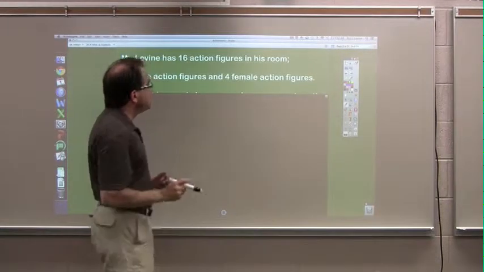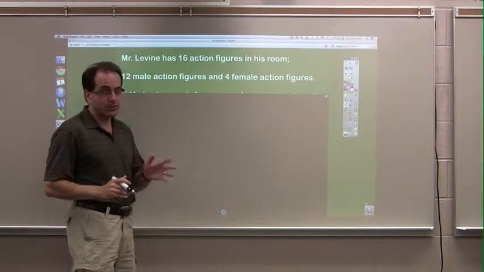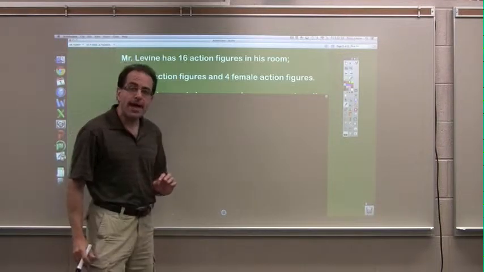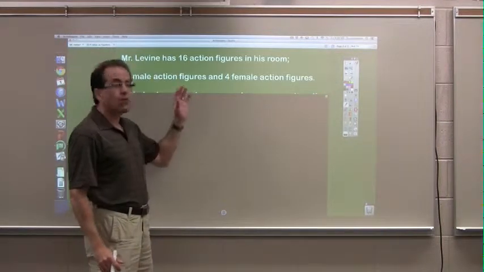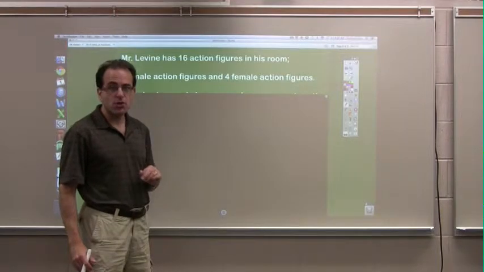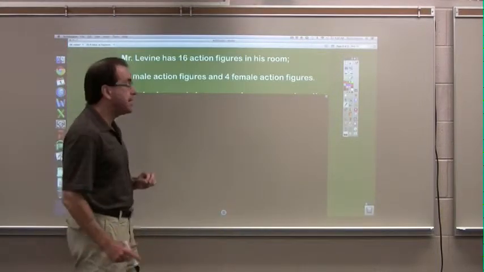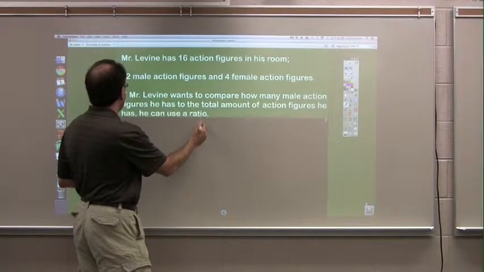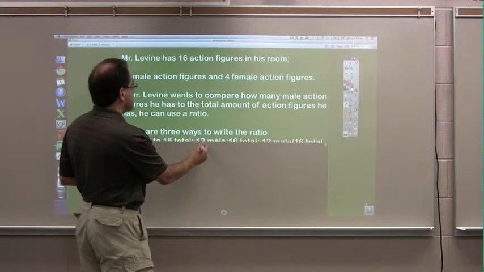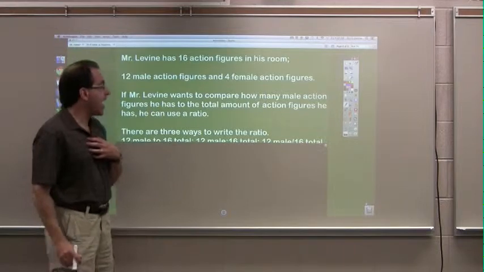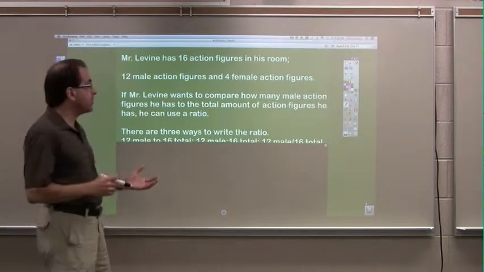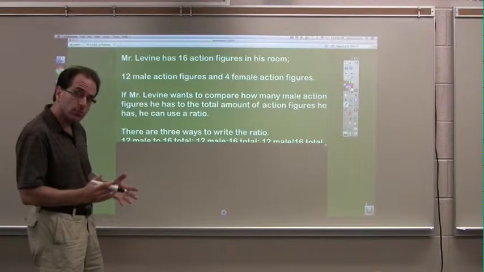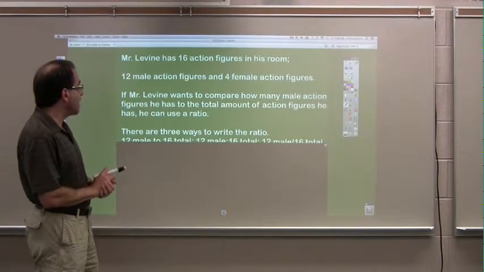So I've got 16 action figures in my room. Actually, there's a lot more, but we're going to keep this simple. All right, I've got 12 male action figures and 4 female action figures. So I've got my numbers that I need to start making some ratios. And I can make lots of ratios. If I want to compare how many male action figures I have to the total action figures I have, I can use a ratio.